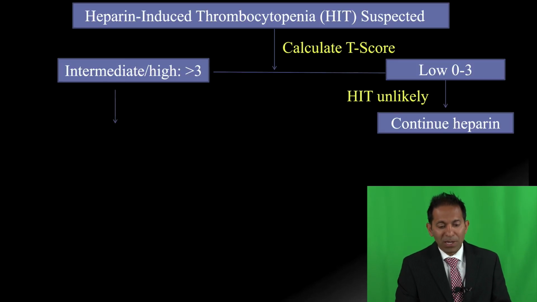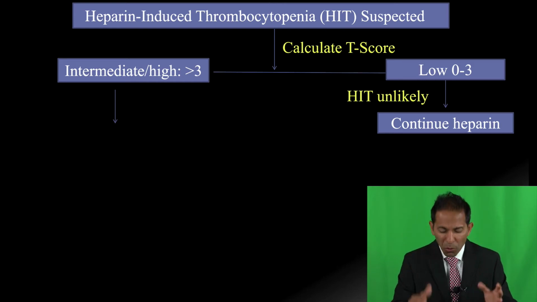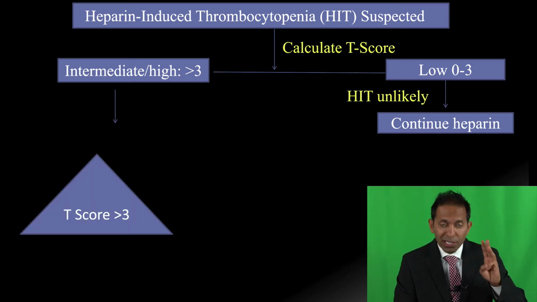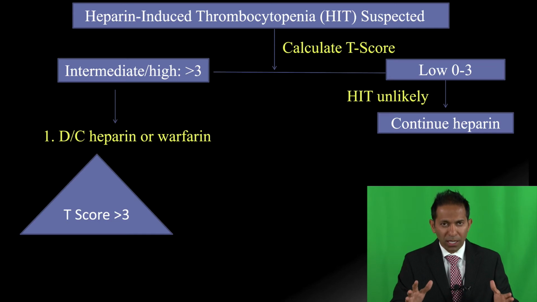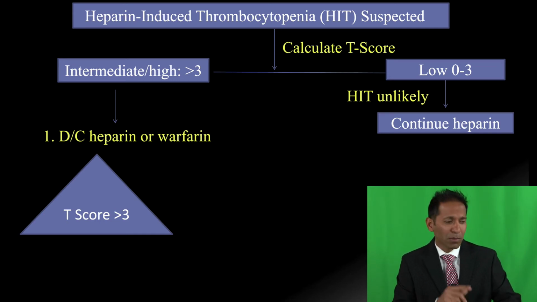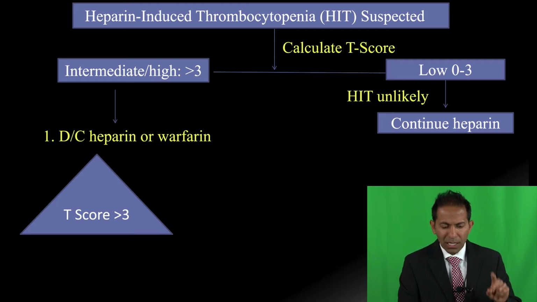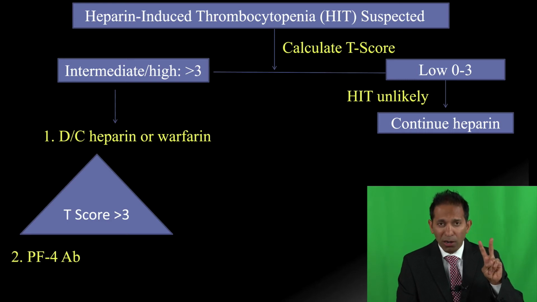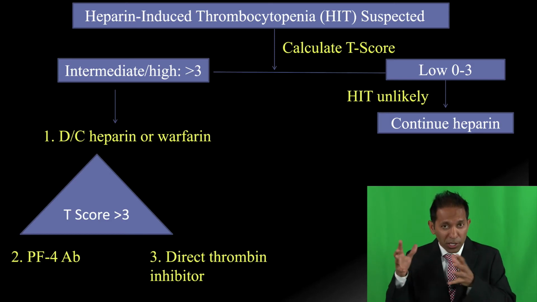So let's talk about patients who have an intermediate to high probability of having HIT, who have a score more than 3. You do 3 things, okay? If the patient's T-score is 3, you do 3 things. First thing, you want to stop heparin or warfarin, okay? These patients should not get heparin from TPN. If they have a central line, they should not get heparin product at all. Second thing you're going to do is order platelet factor 4 antibody. The third thing you have to do is start them on a direct thrombin inhibitor.